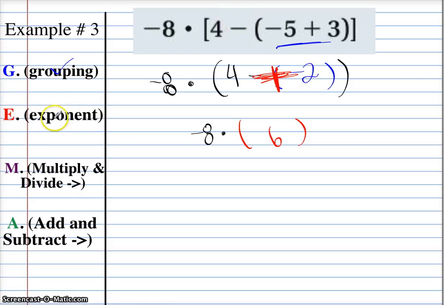That's my grouping. There are no exponents. Sorry, I should not have done that in red. And then multiply and divide: 8 times 6 is 48. One negative and a positive, different signs, means my answer is going to be negative. Grouping, exponents, multiply and divide, add and subtract.